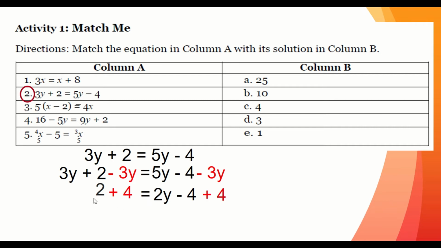So, this time, we will remove the 4 here so that only 2y remains. Since it is minus 4, you're going to add 4. So, plus 4 on the other side, then plus 4. So, we have 2y remaining equals 6. To remove the 2 here, you're going to divide by 2. So, 6 divided by 2, y is equals to 3. So, what letter is that? 3 is letter D. So, the answer here is letter D.